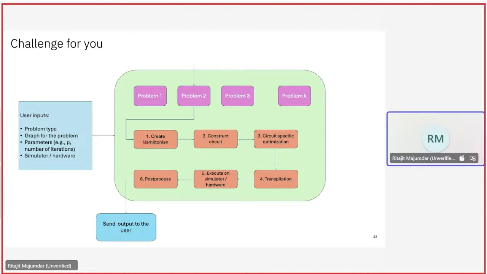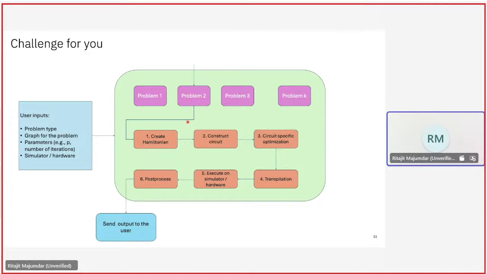How will the package be? A user comes and tells me, okay, I want to solve problem number 2. Say problem number 2 is max cut, just for an example. I want to solve max cut. Here is the graph for the corresponding problem. And you can ask how many iterations you want, all these things you can ask, and whether you should run it on a simulator or hardware. With this information, create the Hamiltonian yourself.